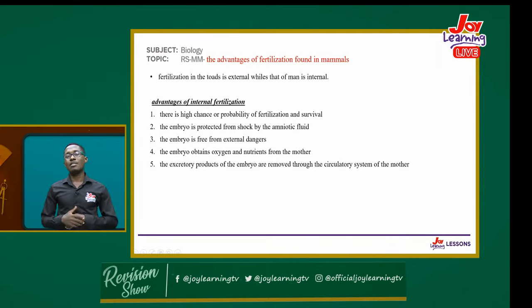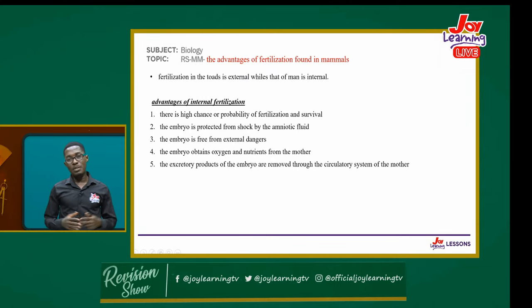All what we discussed today were internal fertilization. We've seen the benefit of internal fertilization. You protect the baby in a conducive environment. There's a higher probability of fertilization because the sperm goes to meet the egg, not like external fertilization. Then the embryo is protected from shock, as we said, by amniotic fluid, and from external dangers. They are also prevented because you're in your mother's womb. Nobody is coming to take you away.